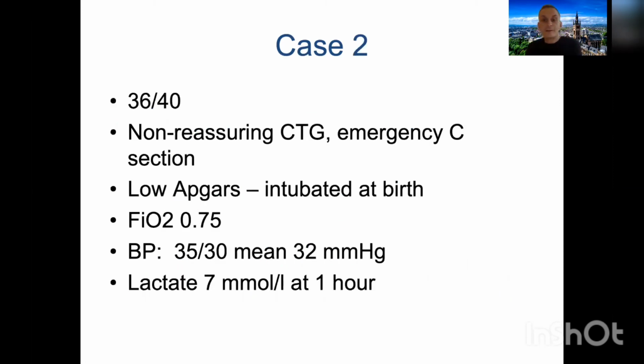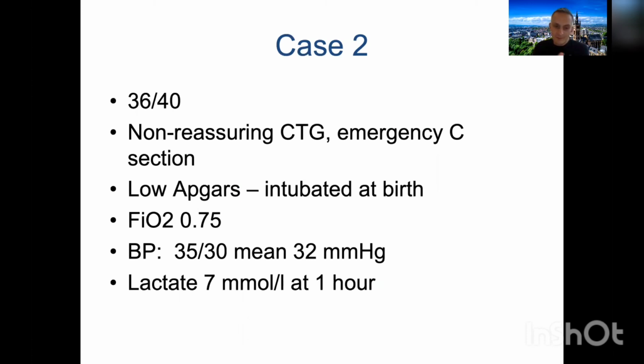Okay, let's look at another case. Another baby born at 36 weeks gestation. Non-reassuring CTG, so they're born by emergency cesarean section, have low APGARs and are intubated at birth. They're ventilated in quite a lot of oxygen, 0.75, and their blood pressure is 35/30 with a mean of 32 millimeters of mercury. And their lactate on arterial blood gas is 7 millimoles, so it's elevated.